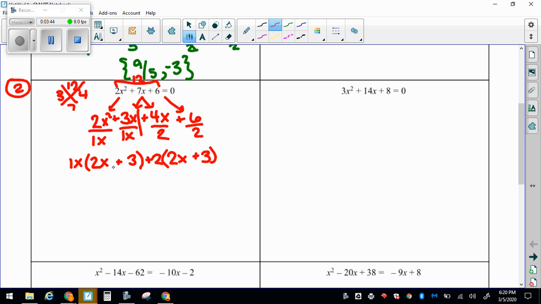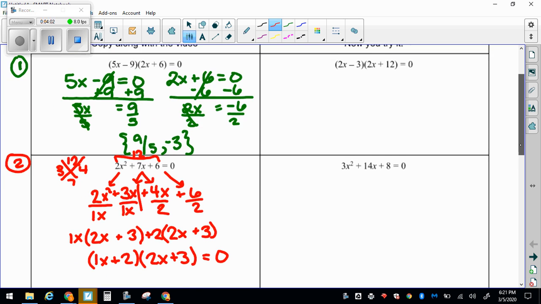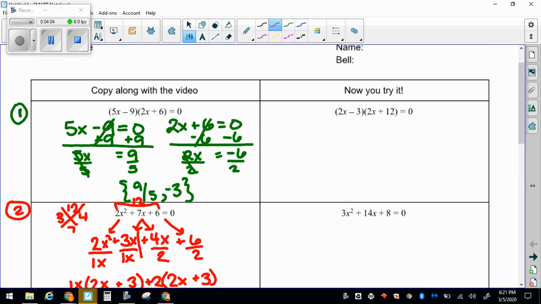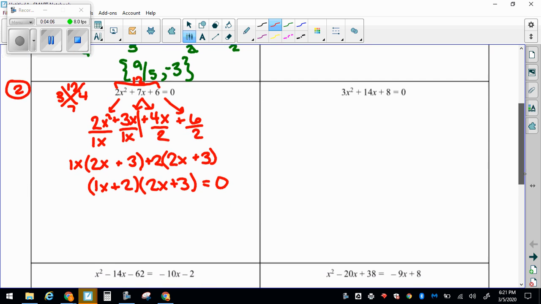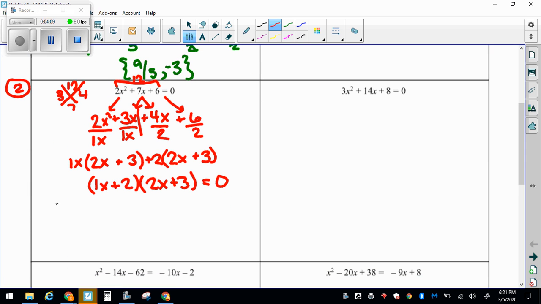Double check to make sure that I've done it correct so far. My parentheses match. So 1x plus 2, or just x plus 2, you don't have to have the 1 in front, for my GCFs, and then 2x plus 3 equals 0. So here it is factored. And if you're looking at this now, it looks like step 1, where it's already factored. So I'm going to set each of my factors equal to 0. So I'm going to say 1x plus 2 equals 0.